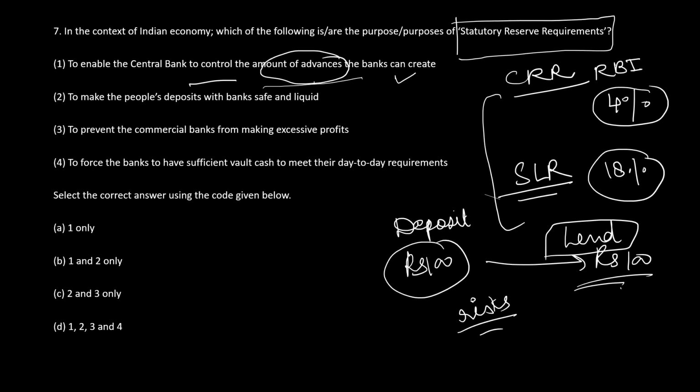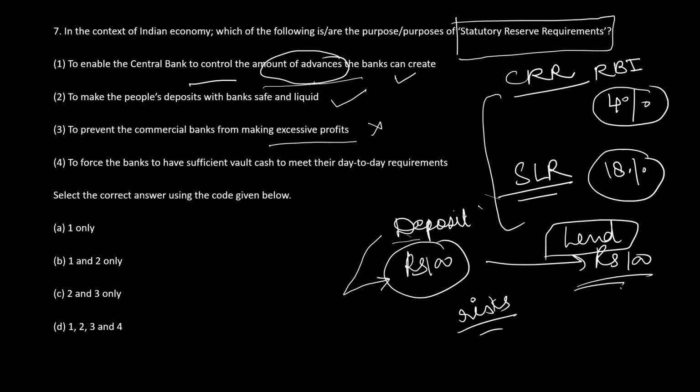Next is to make people's deposits with the bank safe and liquid. Yes, this is what RBI does. They ask banks to maintain a statutory reserve requirement so that whenever the depositors come to the bank to ask for their money, they can get the money. Next is to prevent the commercial bank from making excessive profits. It is not the aim actually. They are not stopping them from making profits. They are doing something which is good for the banks and customers as well.